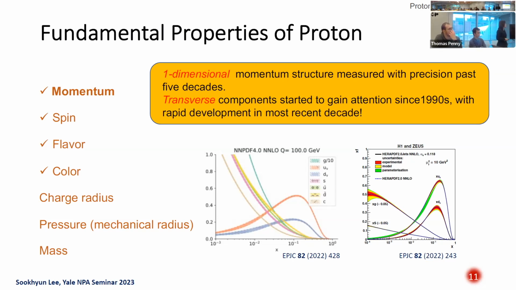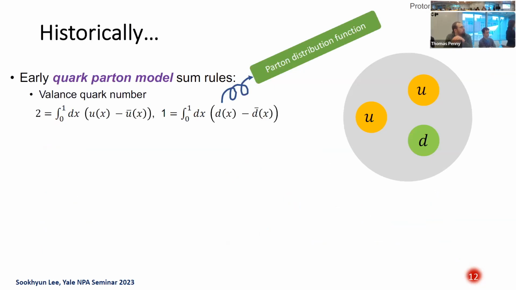The collinear structure of the proton has been studied for the past 5 decades. Here I show the most up-to-date understanding of the collinear momentum structure of the proton from state-of-the-art QCD analysis. I will get back to it in a moment. So let's go back and see historically how we came to that point.